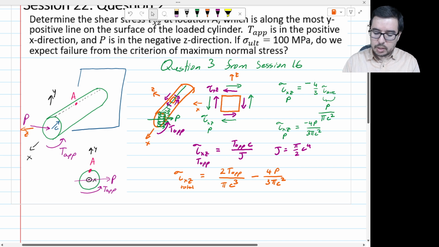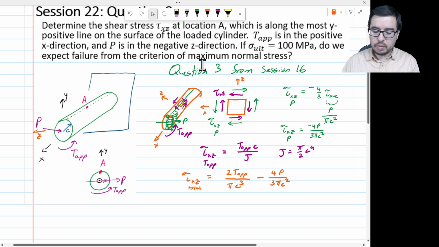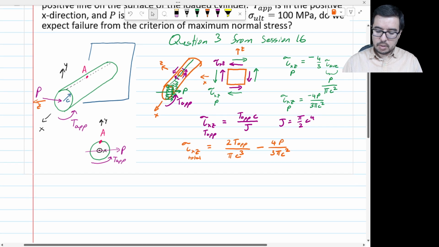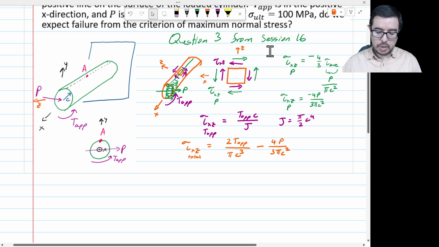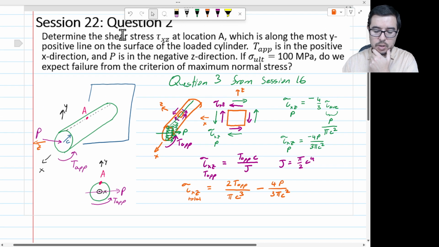So the question is, how do we determine if the maximum normal stress that's possible from this state of stress is going to lead to failure using the maximum normal stress criterion? And for that, what we can think about is Mohr circle. Now, before we do Mohr circle, we should probably think a little bit about what the state of stress in totality is. We said, okay, determine the shear stress tau xz at this location.